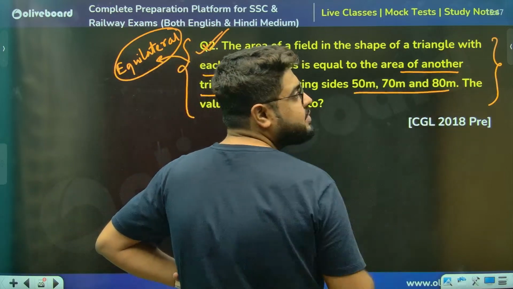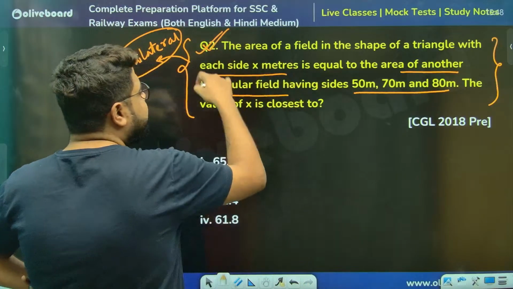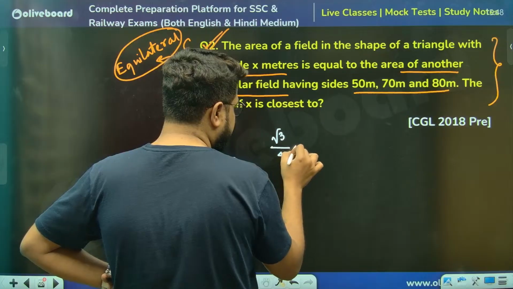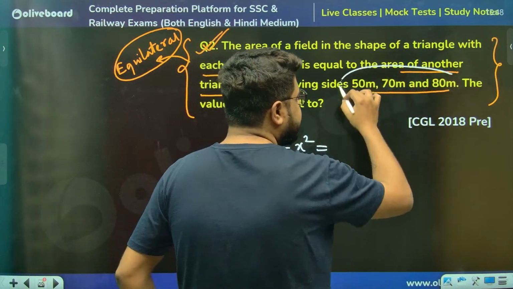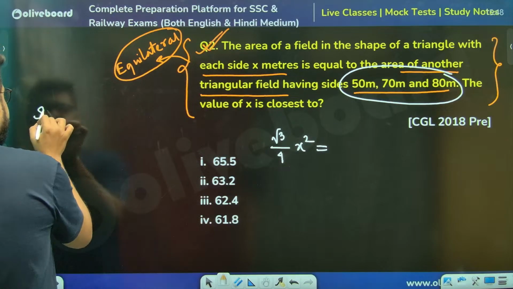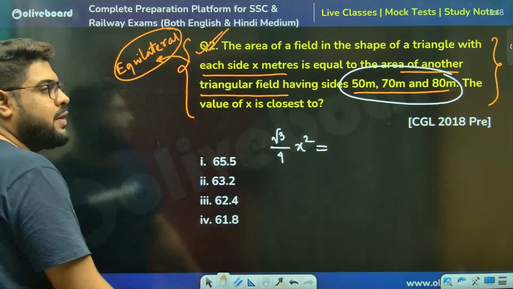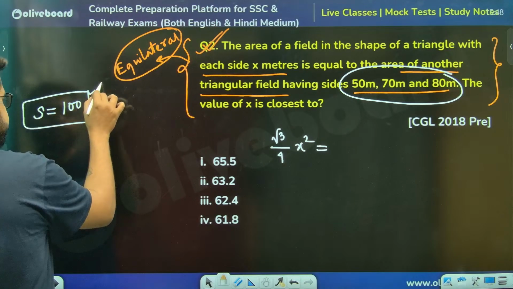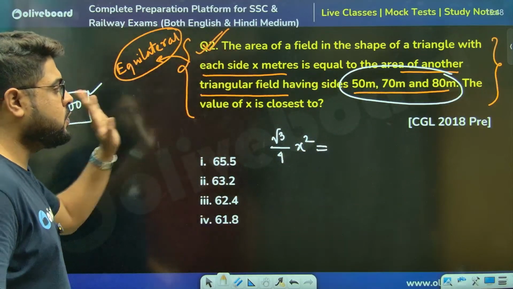Sir, this is a scalene triangle. Let's see. Sir, area of this triangle will be how much? The equilateral one, sir: root 3 by 4 into x square. That should be equal to the area of this scalene triangle. So let's figure it out. What will be the value of s? S is the sum divided by 2. Sum of these three: 70 and 80 is 150, plus 50 is 200, by 2 is 100. So s is 100 meters.